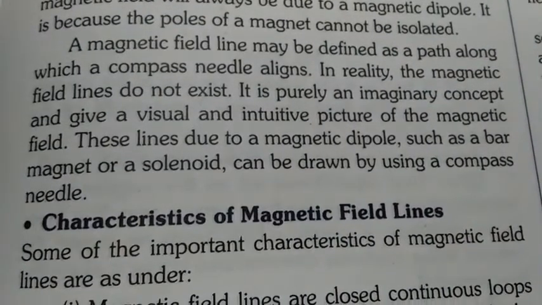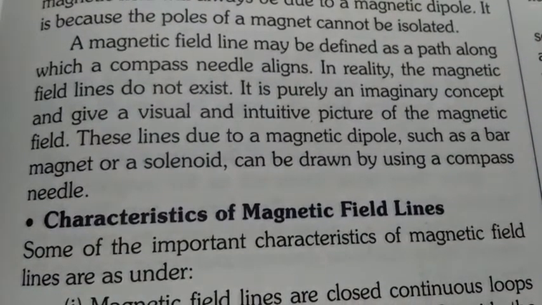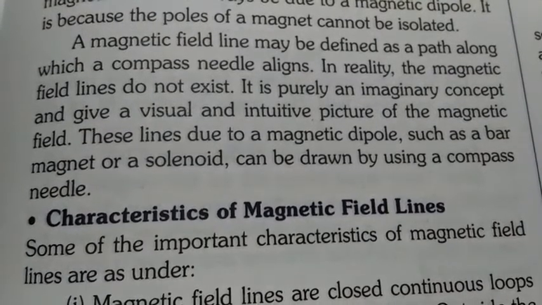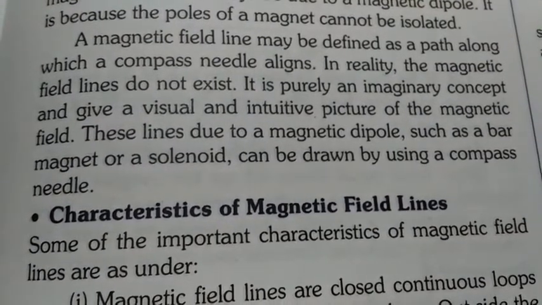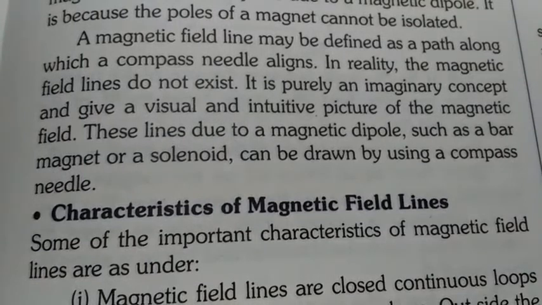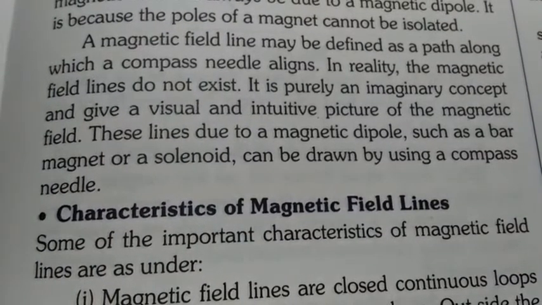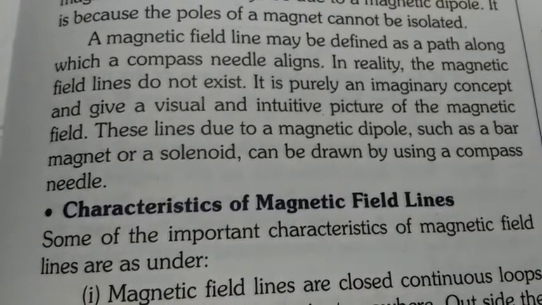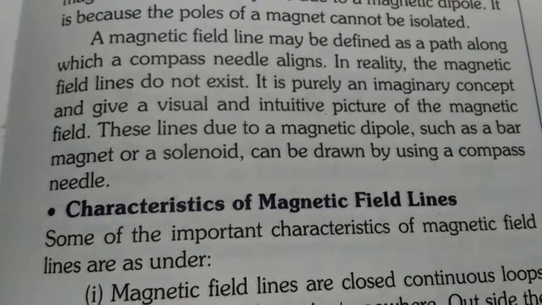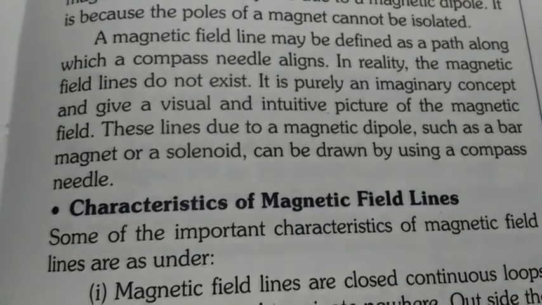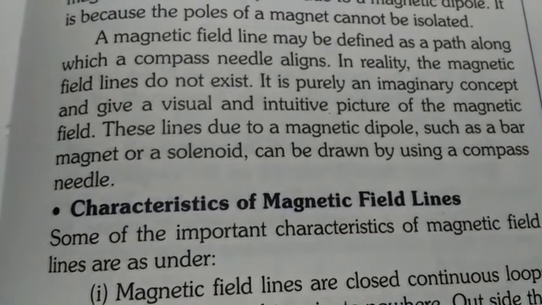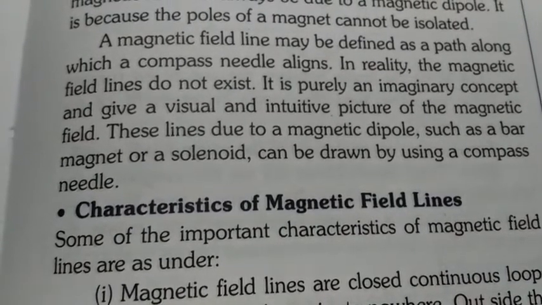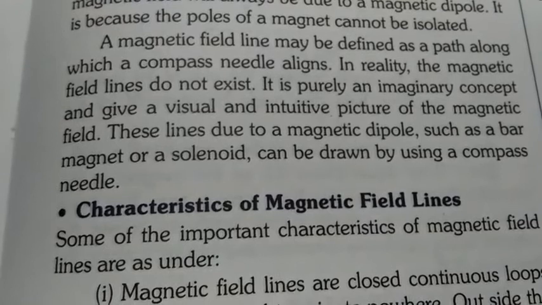So what can be the definition of magnetic field lines? A magnetic field line may be defined as a path. So what basically are they? They are the path along which a compass needle aligns. In reality, they do not exist, as I have told you. It is purely an imaginary concept and gives a visual and intuitive picture of the magnetic field.